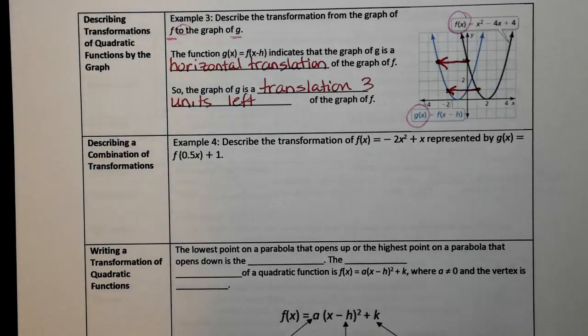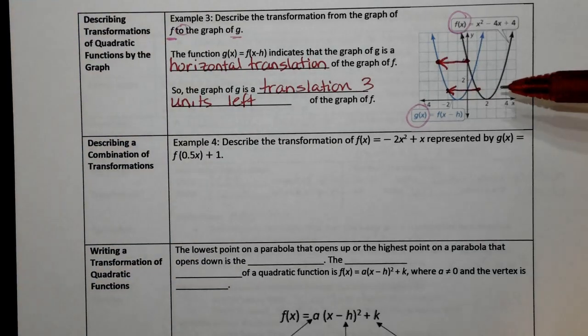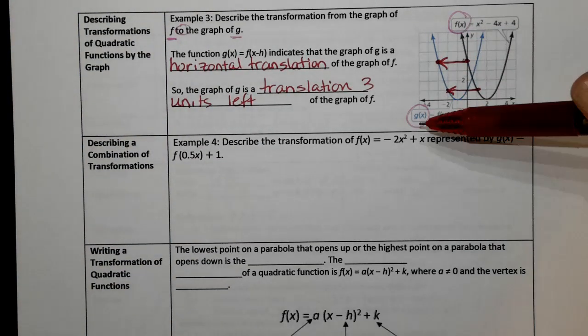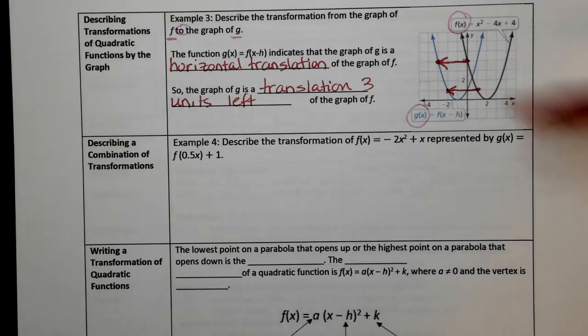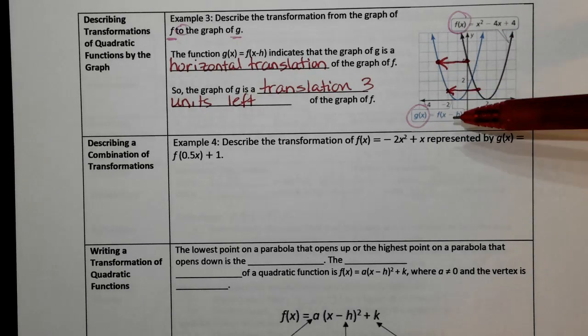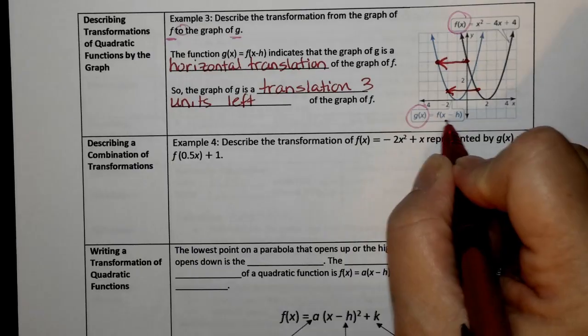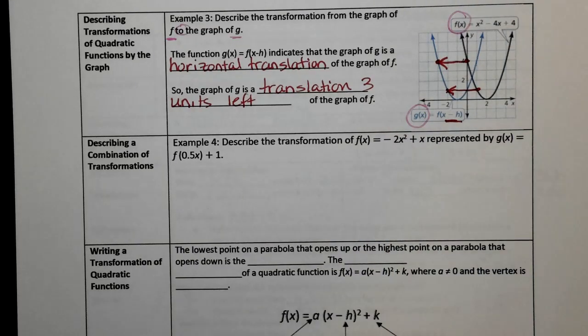All right, so again, you're just visually looking at the graph. Make sure you're going to the right graphs and find common points. Most of the time they give you a clue. Like our clue was right here, x minus h. So we knew that was a horizontal transformation.